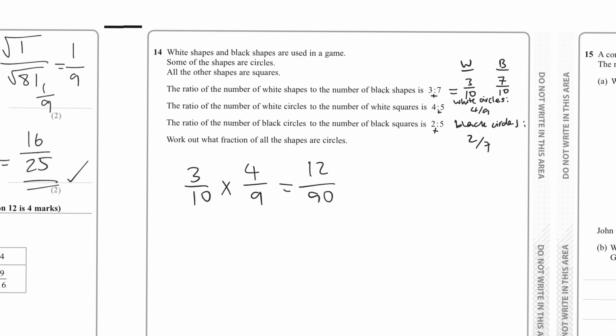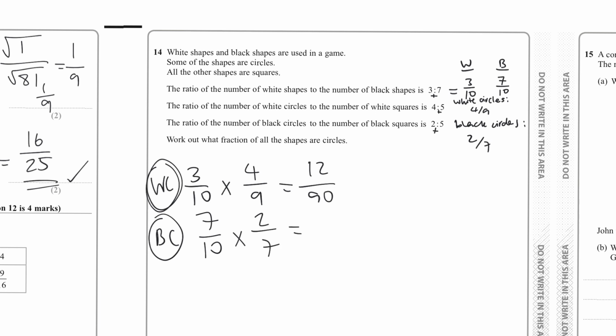Then in terms of the black circles, again, we can do the fraction of black shapes, which is 7 over 10, times the fraction of black circles, which was 2 over 7. Remember when we're multiplying fractions, times the top, times the bottom. I've got a video up above in case you want to refresh your memory. So we'd be left with 14 over 70. And then we're going to simplify these two fractions.